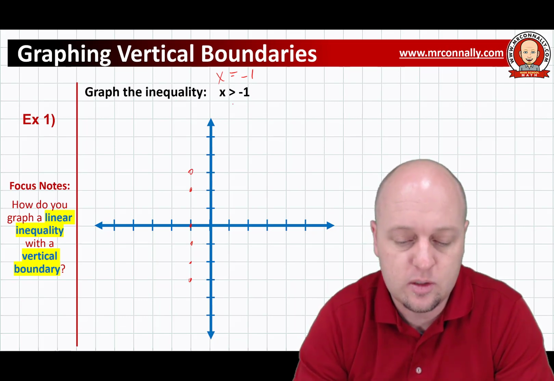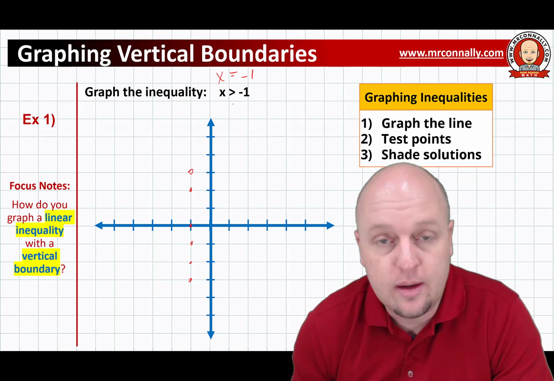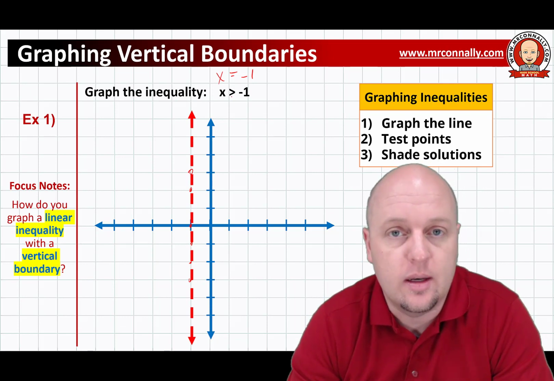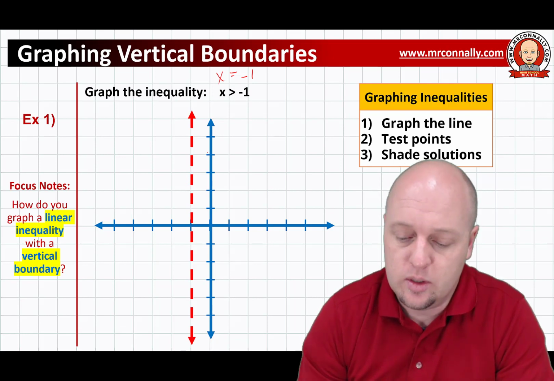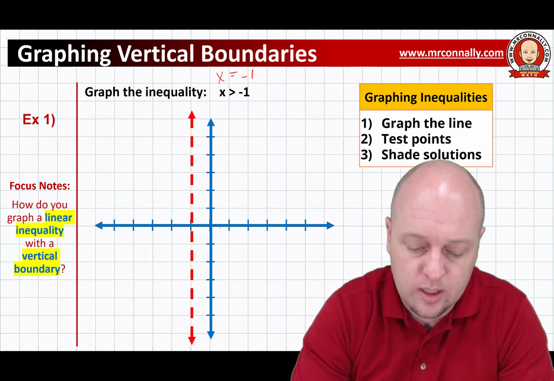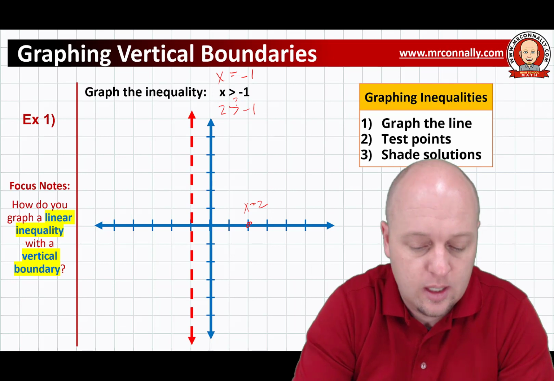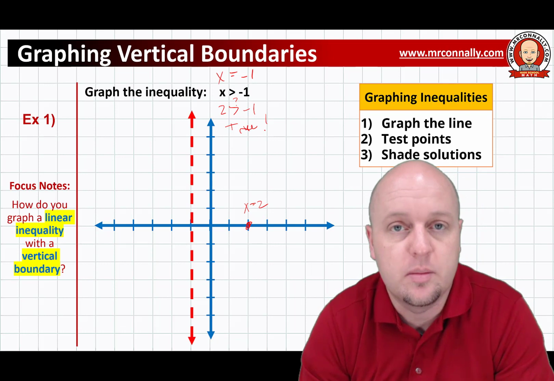So let's go ahead and graph the line, and because it's greater than, it's going to be a dotted line. It's not greater than or equal to. So that shows me that these answers are not possible, but they have to be greater than. So I'm going to test the points. Let's just choose 2 right here. X equals 2. We substitute that in. Is 2 greater than -1? And the answer is true. So that means that this is a possible answer.